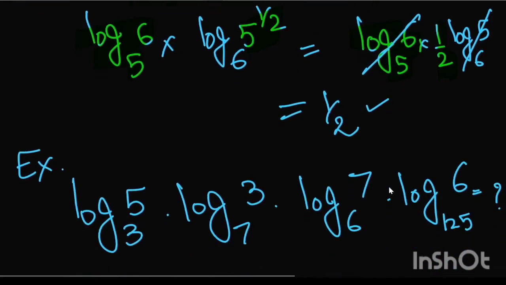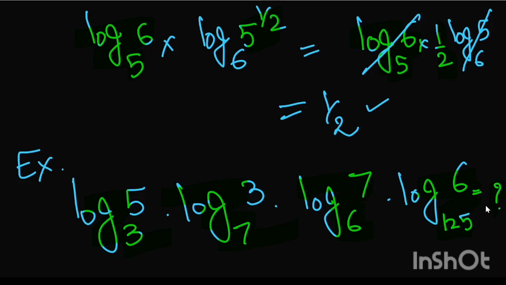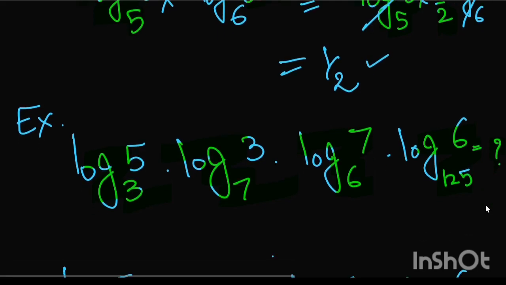Now, if log 5 base 3, log 3 base 7, log 7 base 6, log 6 base 125 is equal to what? Again, guys, what should be the hint? Yes, the hint in this case is expressing log 5 base 3 as log 5 upon log 3 and so on. That way we can proceed.